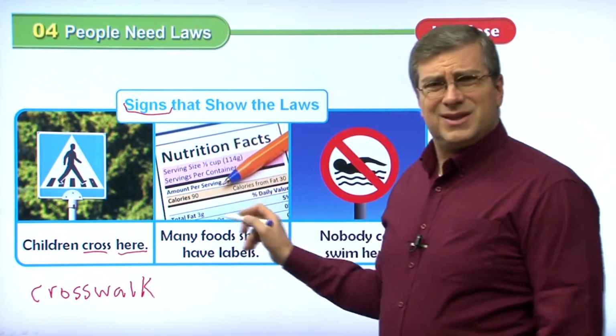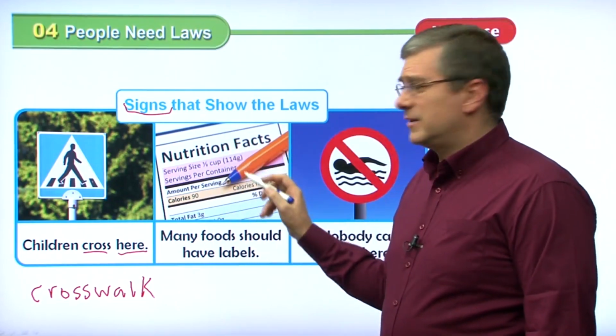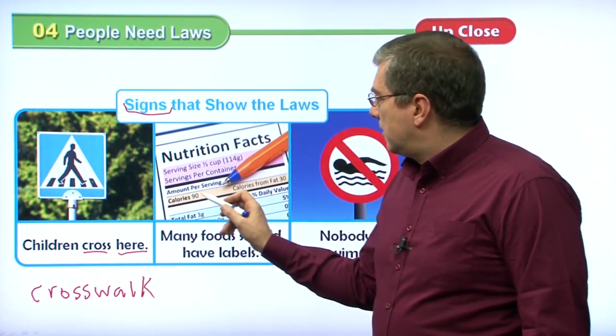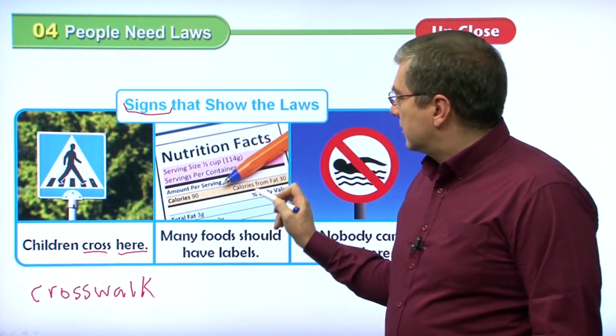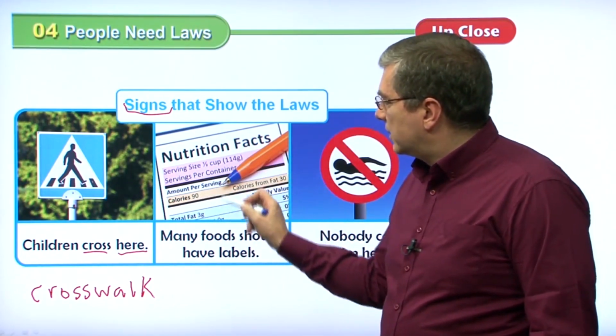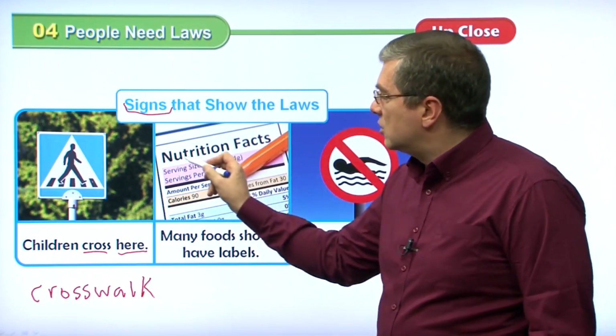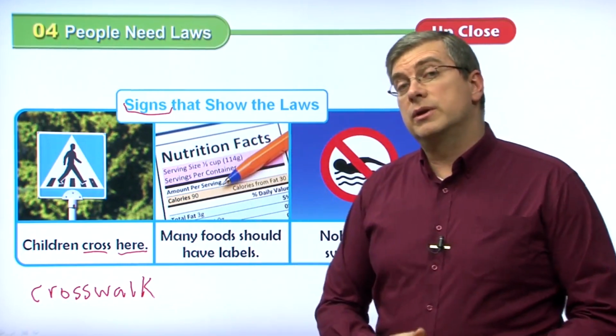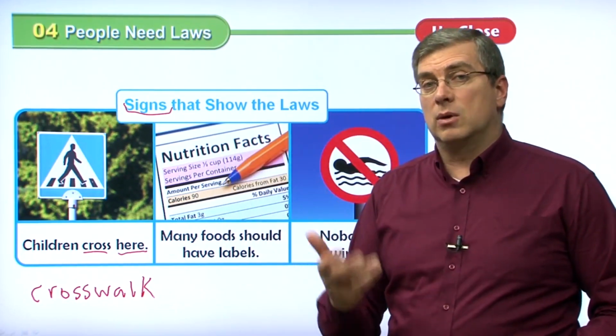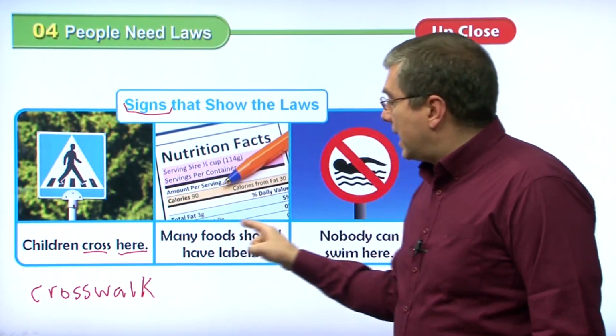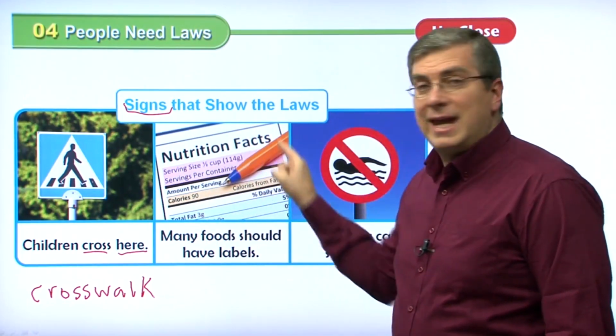Okay, here, this is an interesting sign, isn't it? It says here, calories, 90 calories from fat. It shows the different ingredients in the food. It's nutrition facts. If you go to the store and you buy something to eat or drink, it will have a label on it. This is a label.